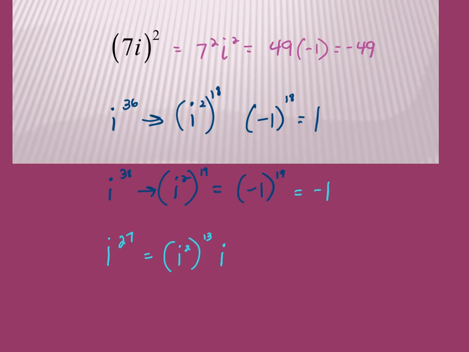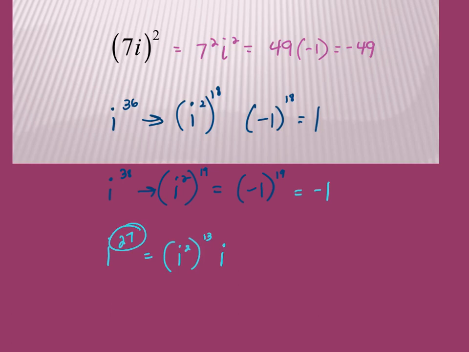13 with 1 remainder, right? So this is saying I have 13 pairs of i squareds, right? But I also have an i. So if your exponent's odd, i is always going to be in your answer. The question is, is it a positive i or a negative i?